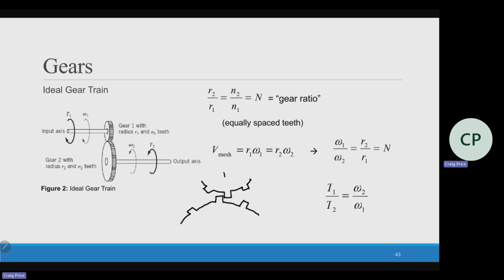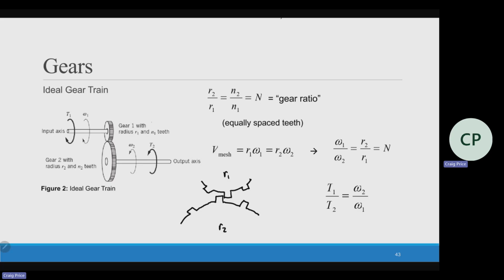So this is R1, this is R2, but the speed between them is going to be the same. So the speed at this point, the V of the mesh at that point where the teeth interact, that velocity is going to be the same. And the velocity is equal to R omega. So in this case, because I know the radius difference, we can also say that the speeds are related through the gear ratio. And they're opposite. So the more teeth I have, or the larger the radius, I'm not going to spin as fast.